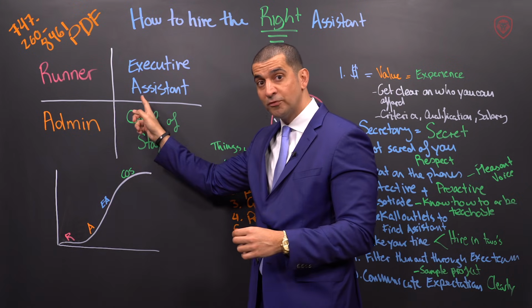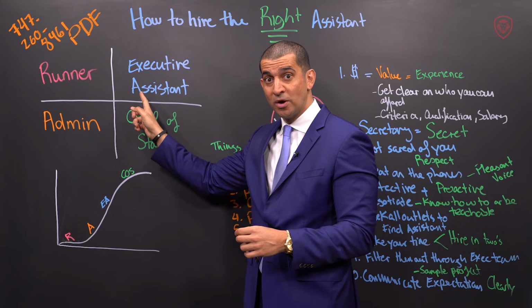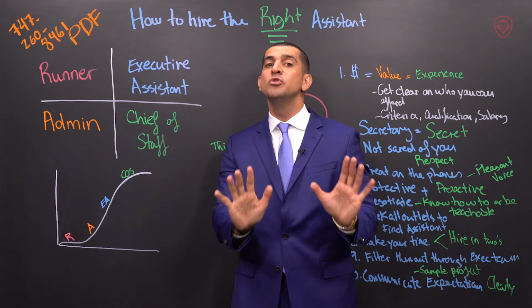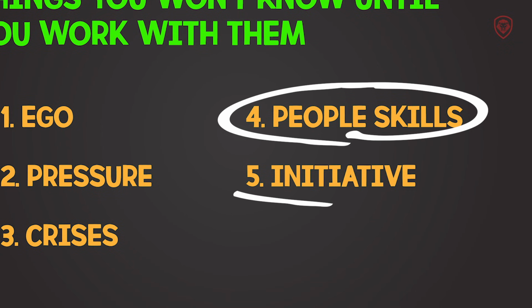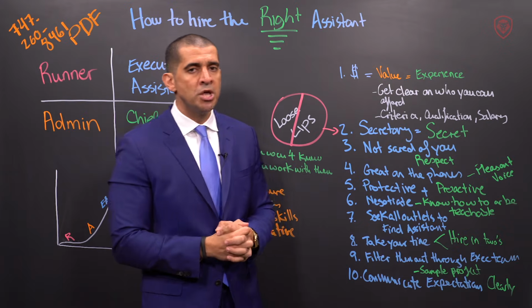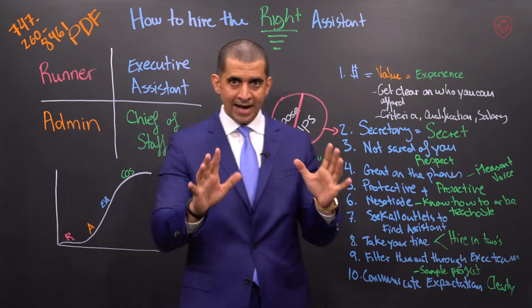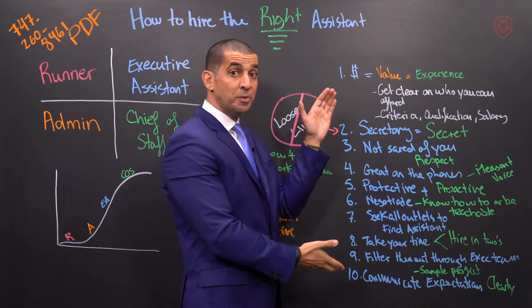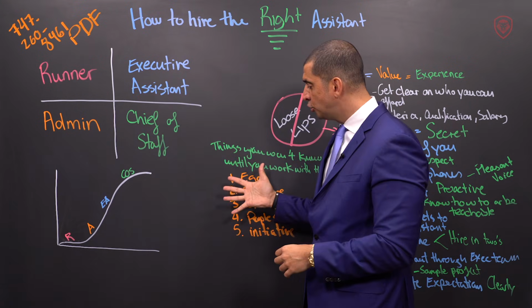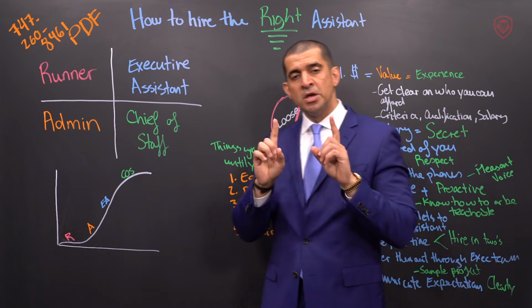There are assistants that are built for startups and there are assistants that are built for Fortune 100, Fortune 500. You need to know who you're hiring for what season of company. Number 4, people skills, and number 5, initiative. You will not know those things until you hire them. So having said that, again, know what phase you're at when you're hiring an assistant, know these 10 things before you hire them, and know that even if you do it right, there's 5 things you will not know about them until you hire them.